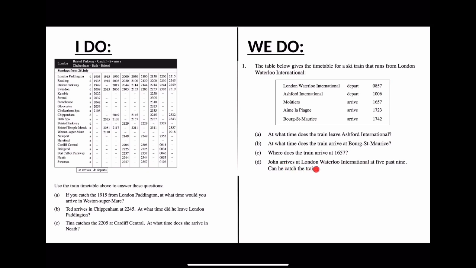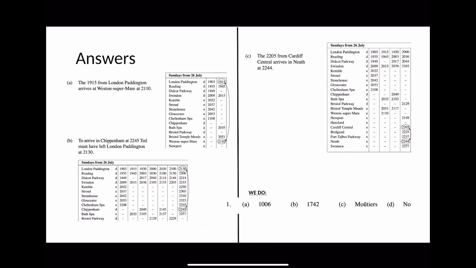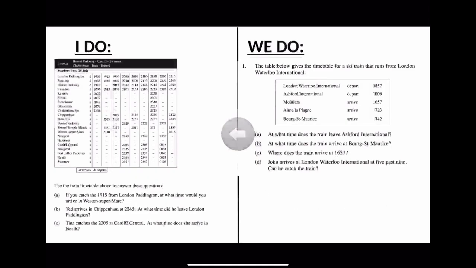And John arrives at London Waterloo International at 9:05. Can he catch the train? No, he can't, unfortunately. Let's have a look and see why. Well, his train has left. It's departed at 8:57. So the key thing here is just making sure you spend a little minute having a read of the timetable and making sure you're understanding the arrivals and the departures, and making sure you're in the correct column when you're working things out.